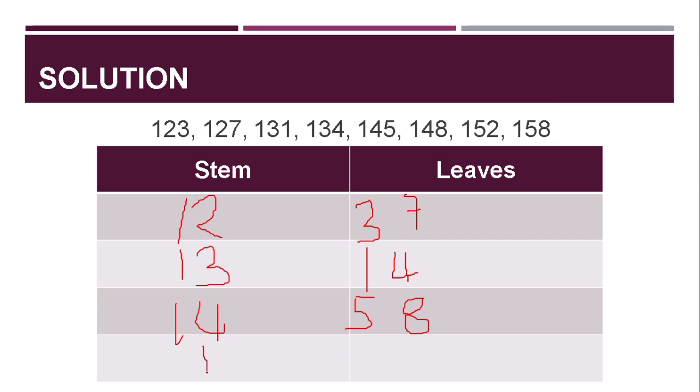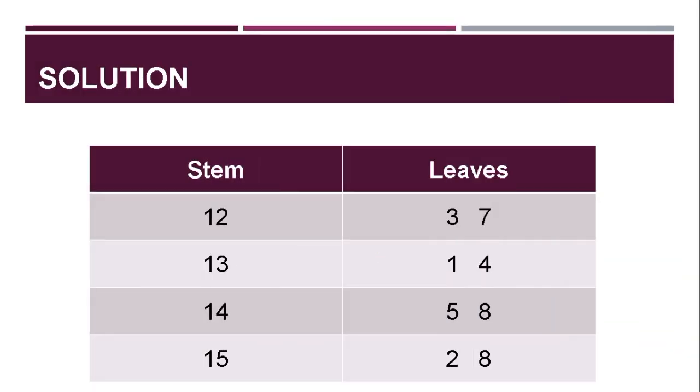Next stem is 15, and our leaves will be 2 and 8. So this is our stem and leaf plot for the data. Make sure the spaces between the numbers under the leaves are enough so that it will not be seen as 37, but rather 3 and 7.